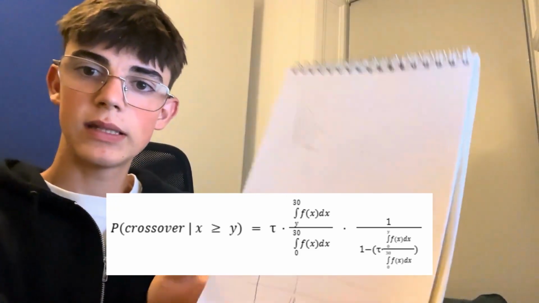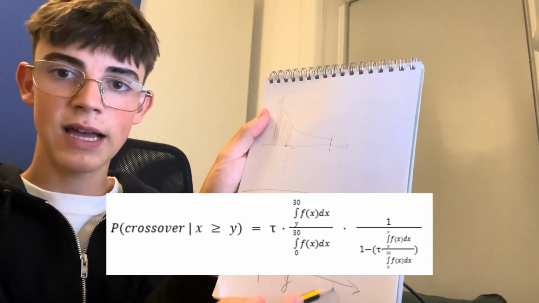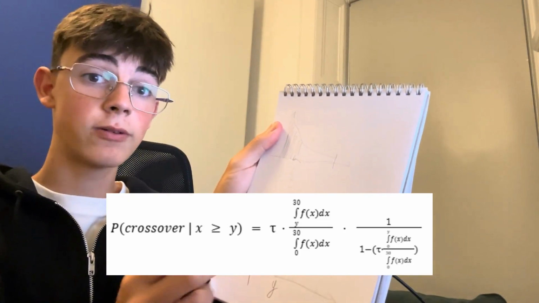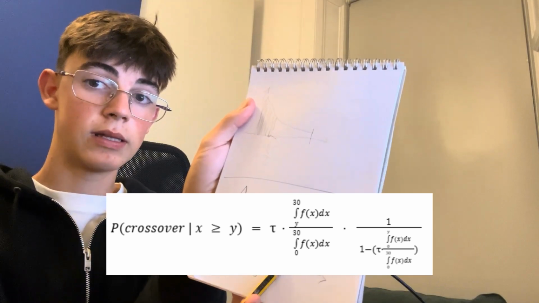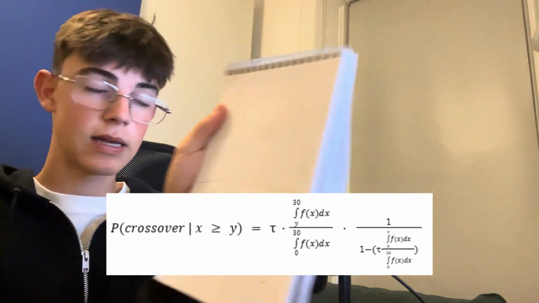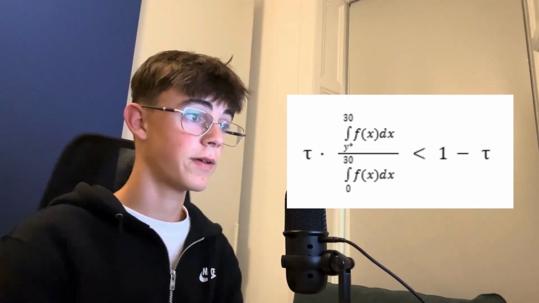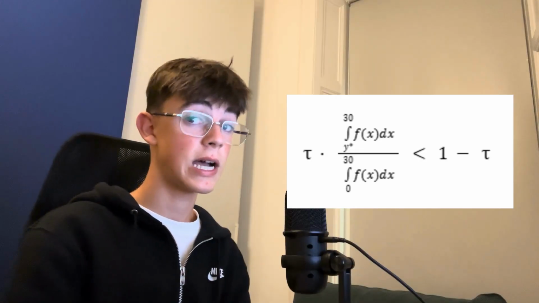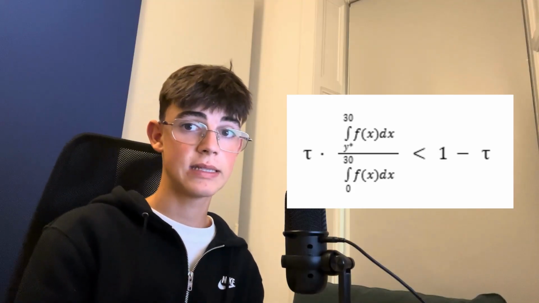So we know this whole bit here is tau, all right? So if it happens after day 30, it's 1 minus tau. But here it's not specifically tau, it's tau times the integral from y to 30 over the integral from 0 to 30 of f of x dx. So we can model the inequality tau times the integral from y to 30 of f of x dx over the integral from 0 to 30 of f of x dx is less than 1 minus tau, and we can solve for y to get the day where it is statistically suboptimal to hold the position.